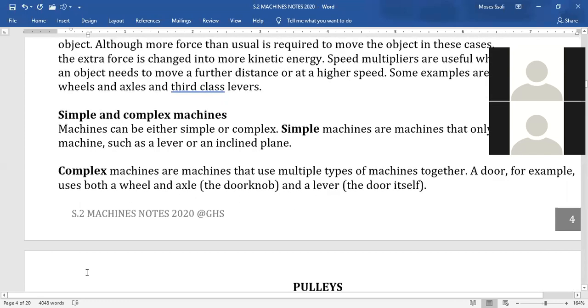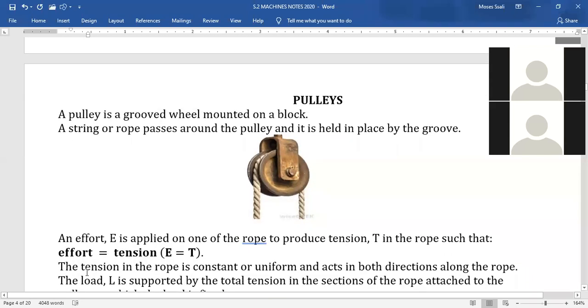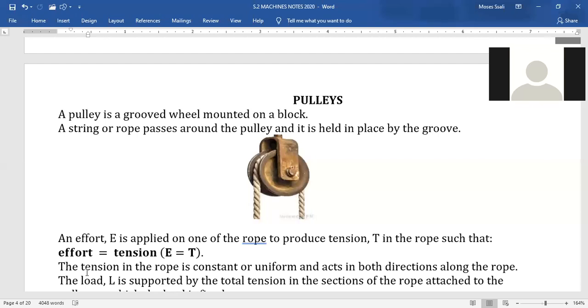Simple and complicated. Let us go to that. We are talking about pulleys. Is that okay? At least we have not talked about work and energy as far as levers are concerned, yet they need it.